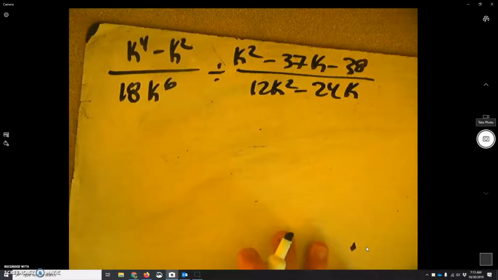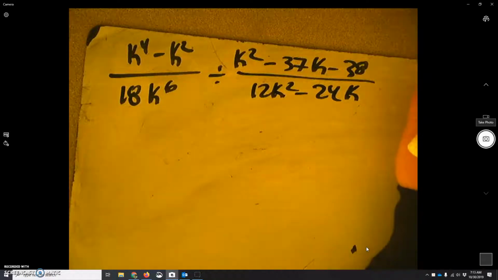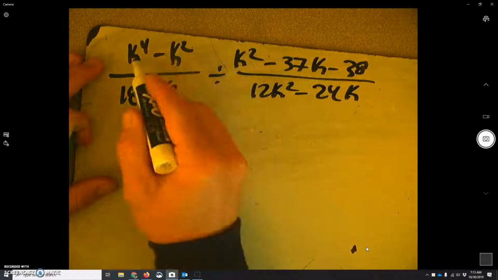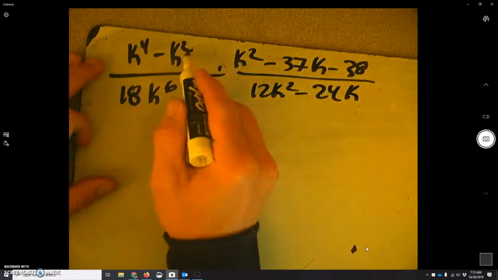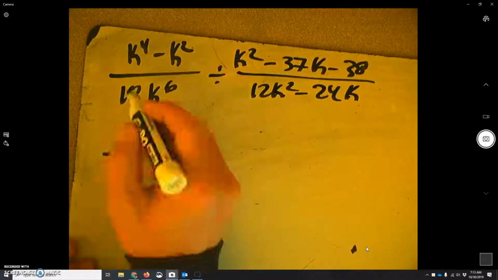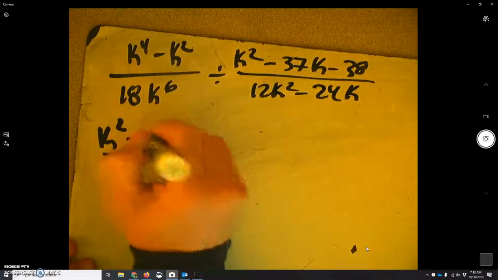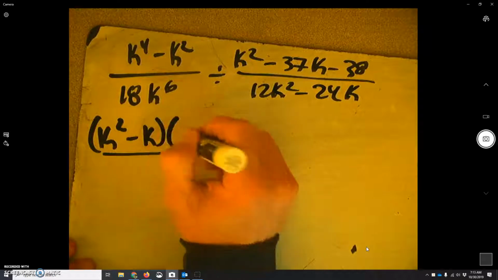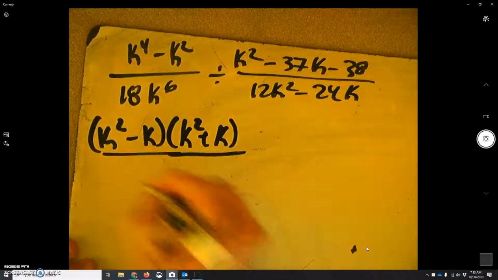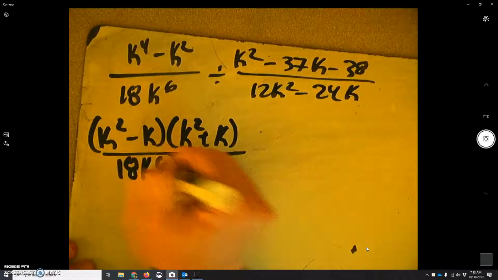All right, so here's a problem. We're dividing, so we're going to end up flipping the second fraction and multiplying it. This top up here is actually a difference of 2 squares. The square root of k to the 4 is k squared, and the square root of k squared is k. So this top we can rewrite as k squared minus k times k squared plus k. So that's factored. Our 18k to the 6 stays there.